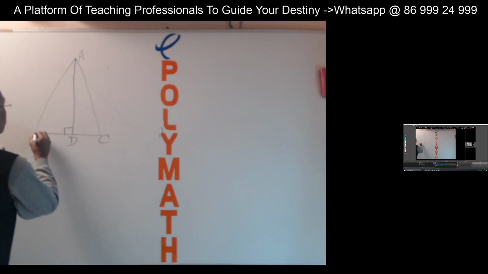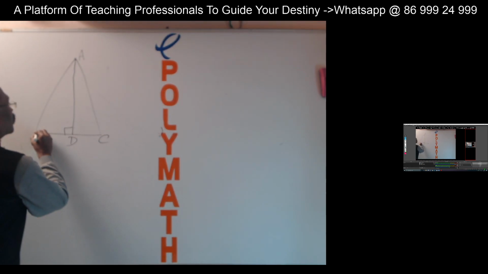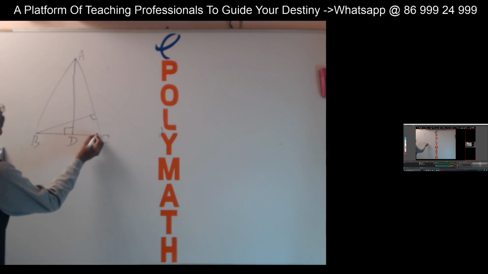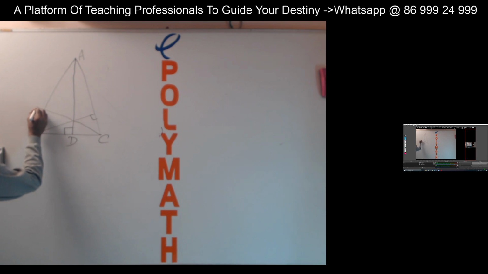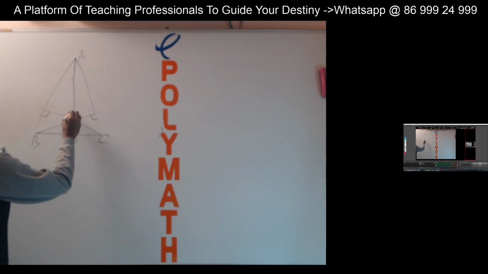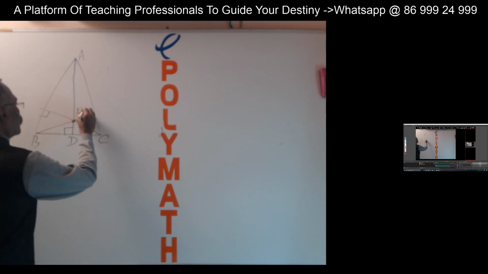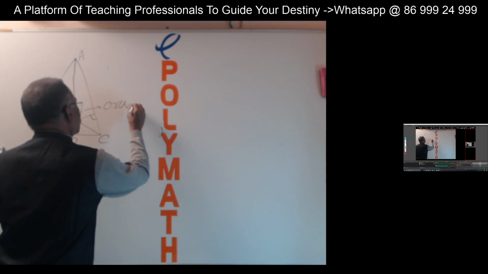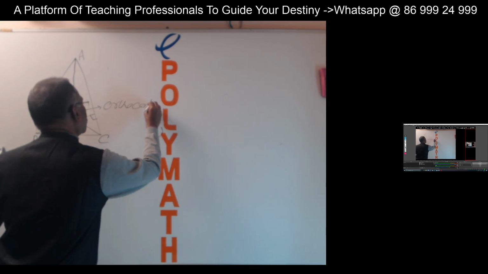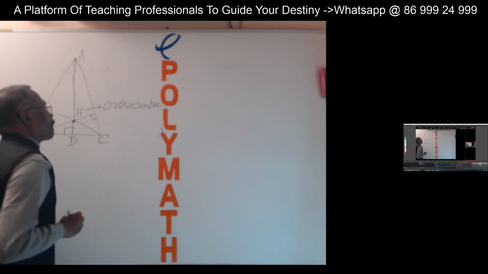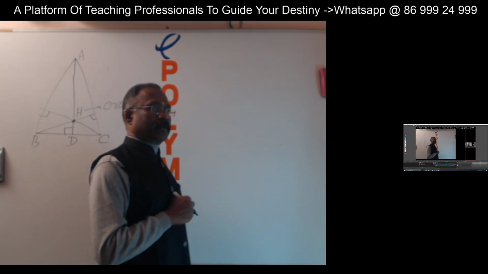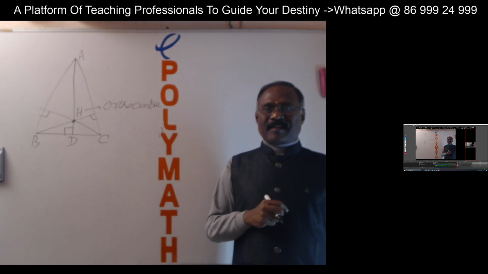Similarly, another perpendicular. Similarly, this is another perpendicular. The point of concurrence of all these three is said to be orthocenter. This is what you have to understand.